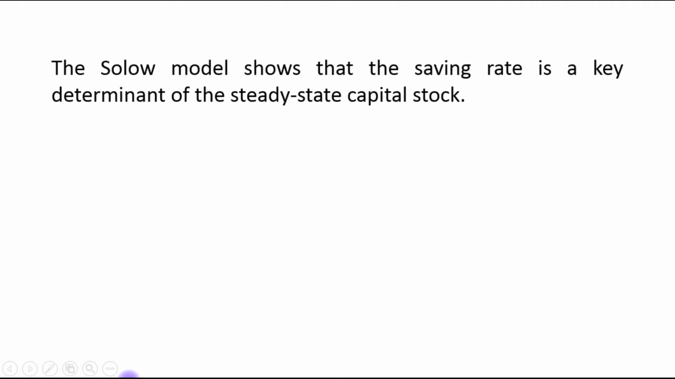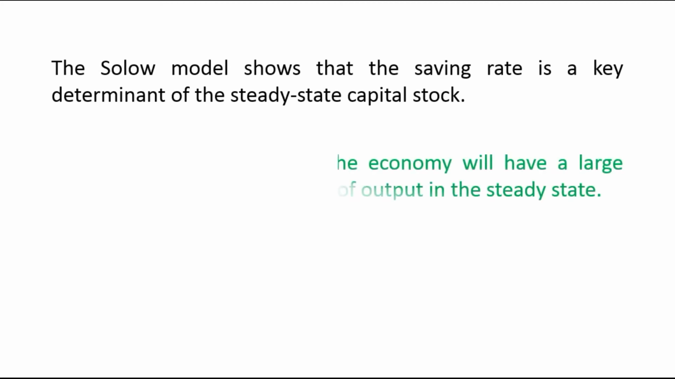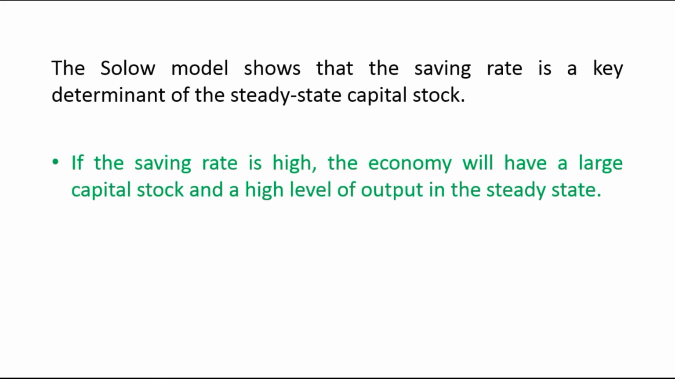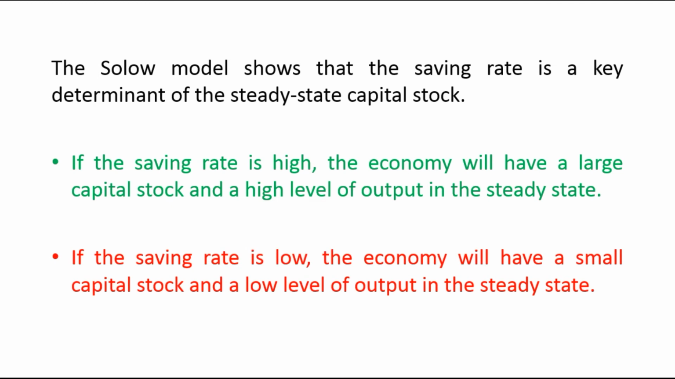The Solow model shows that the saving rate is a key determinant of the steady state capital stock. If the saving rate is high, the economy will have a large capital stock and a high level of output in the steady state. However, if the saving rate is low, the economy will have a small capital stock and a low level of output in the steady state.